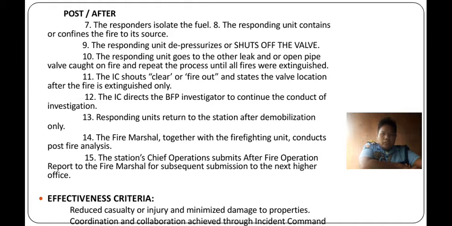11. The IC shouts clear or fire out and states the valve location after the fire is extinguished only. 12. The IC directs the BFP investigator to continue the conduct of investigation. 13. Responding units return to the station after demobilization only. 14. The fire marshal together with the fire unit conducts post-fire analysis. 15. The station chief of operations submits after fire operation report to the fire marshal for subsequent submission to the next higher office. Effectiveness criteria: reduced casualty or injury and minimized damage to properties. Coordination and collaboration achieved through incident command.